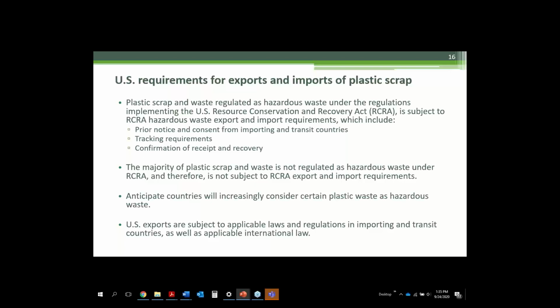So U.S. exports are subject to applicable laws and regulations in importing and transit countries, which is basically what I just said: it's not only how we see them. Imports and exports always involve at least two countries, if not more. You've got countries that a shipment might transit through, and so it can involve 3, 4, 5 countries. Those countries might regulate plastic scraps in different ways, and so you have to be cognizant of their requirements too, anytime you're involved in an import or export.